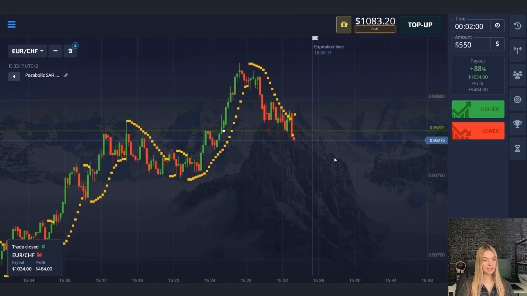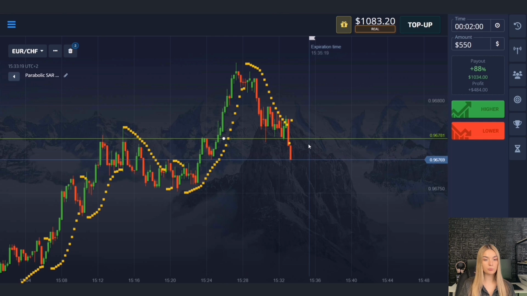Well guys, it's not bad. As you can see, there was a certain compression of our level, there was a pro trade, and after that the downward movement continued and this level was broken. And we are making a profit here.